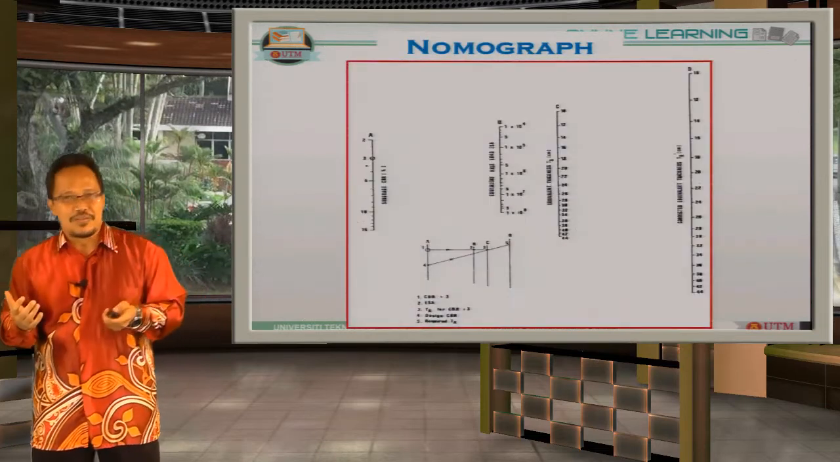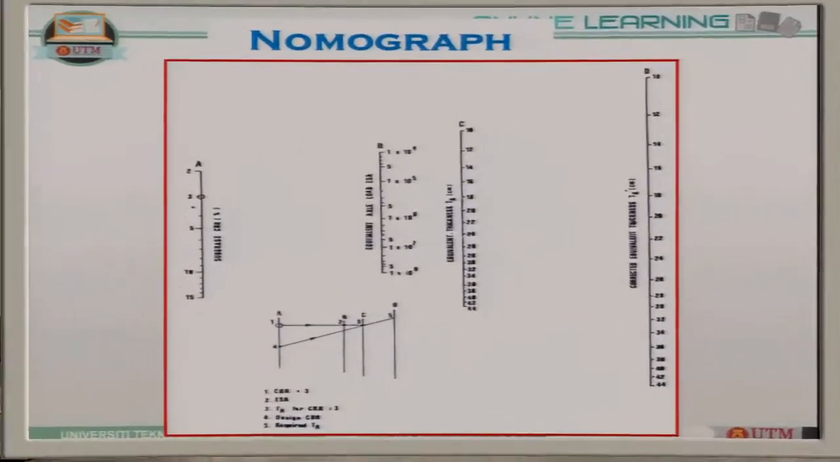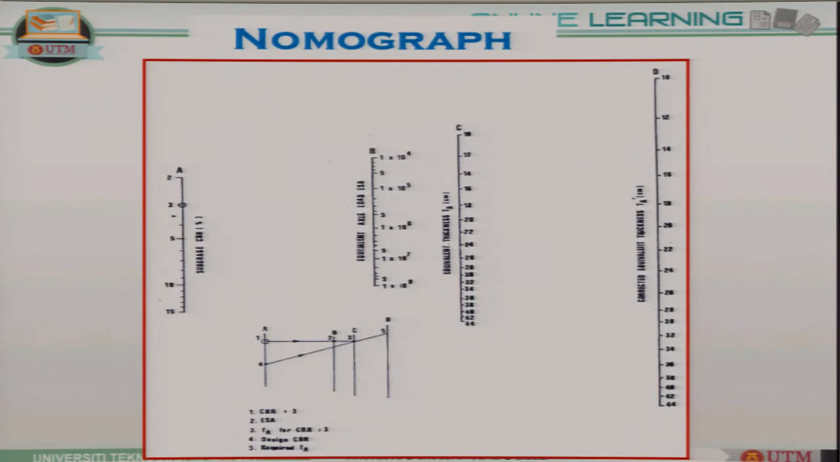Okay, this is the nomograph. Very simple. Down there, it shows you what to do, step 1 to step 5. I'll go with you on this. Step 1, add CBR3, and then go to your design ESA, draw a straight line to line C, stop there.